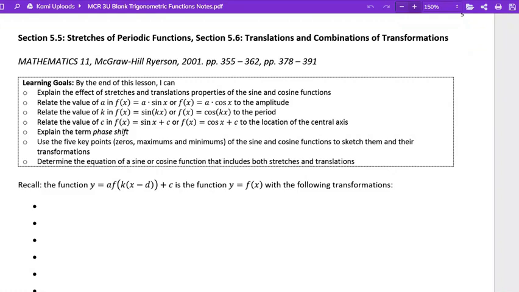Good. Cos of 90, cos of 180, cos of 270, cos of 360, sine of 0, sine of 90, sine of 180, sine of 270, sine of 360, cos of 270. Cos of 270, 0. Good. Sine of 90, sine of 270. Okay, cos of 90.